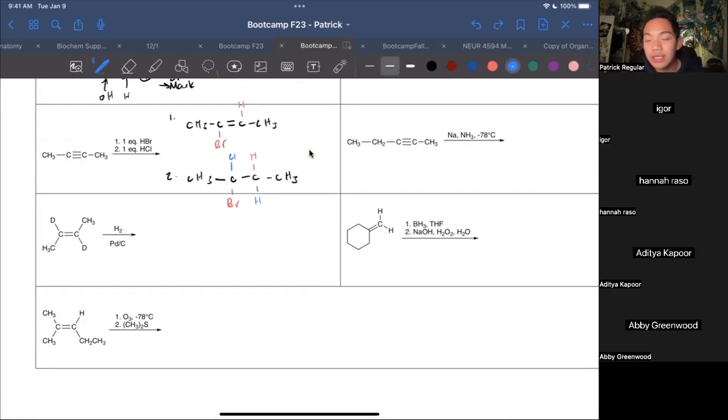All right, H2, Pd/C. Now, the thing to note, even though it reduces everything, the triple bond and all that stuff, it is still syn addition. All right, syn addition. This is how I would write it. Syn addition. So carbon, carbon. I would make sure the methyl groups are still trans to each other, and the deuteriums are also still trans to each other.